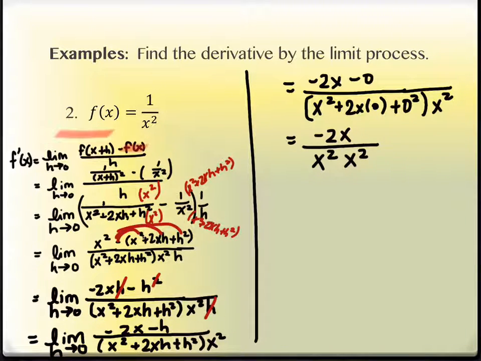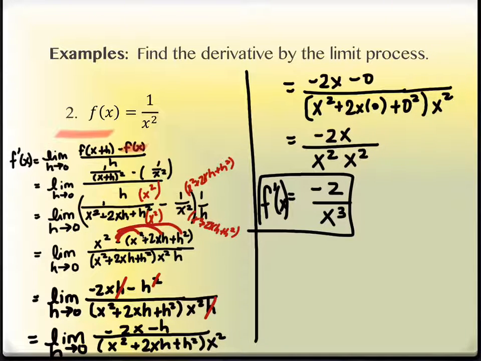You're exactly right. Can I simplify negative 2x over x squared times x squared? Negative 2x. Yes. Negative 2 over what? X cubed. And this is the derivative for the problem. And that's a long way to do that problem. Yes, it is a long way to do that problem.